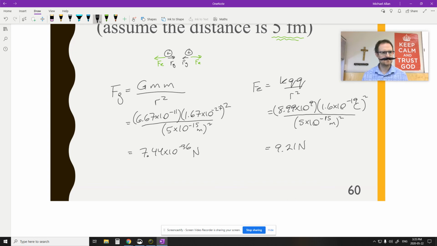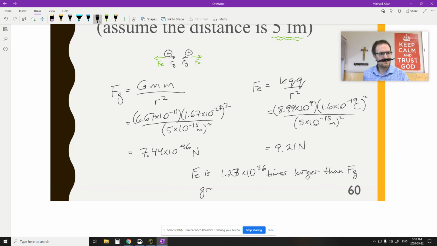They're considerably different. One is considerably larger than the other. Fe, the repulsive force, is 1.23 times 10 to the 36 times larger than Fg. So is gravity actually holding these together? According to this, they're not, because gravity is so much weaker. Gravity is the weakest of all the forces.